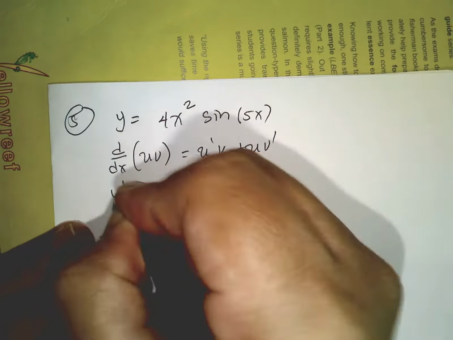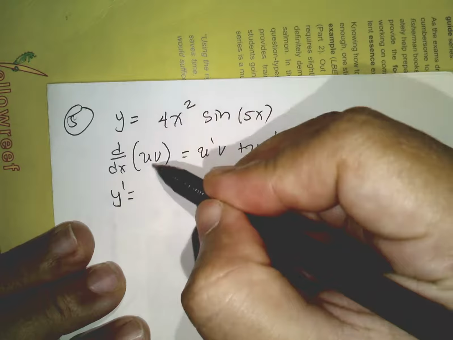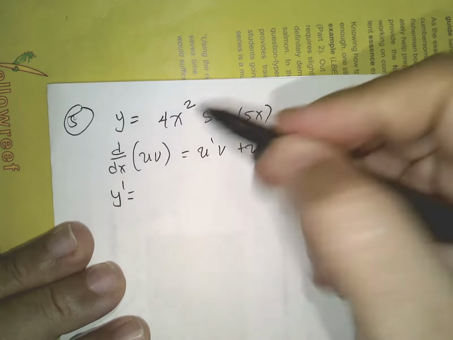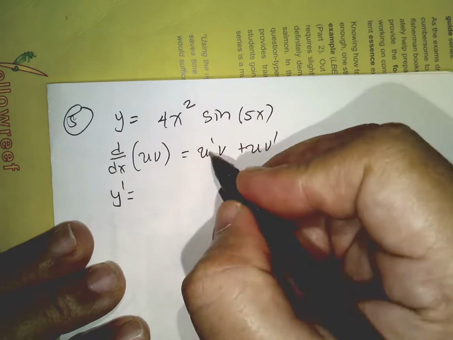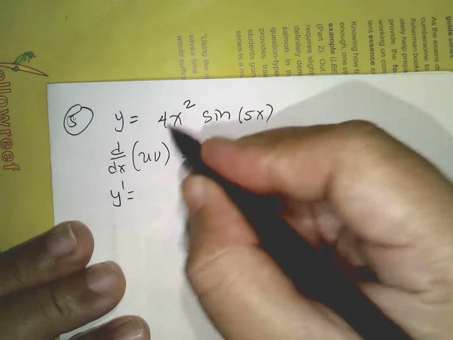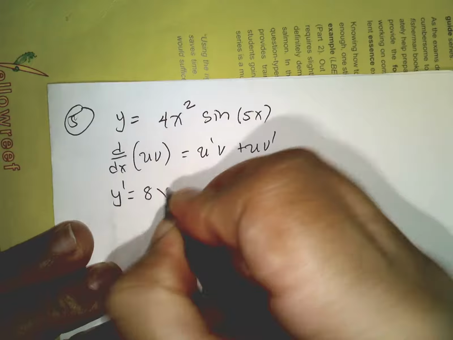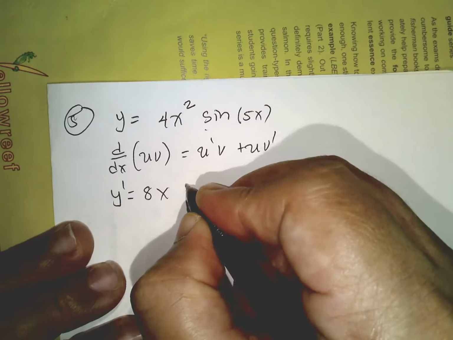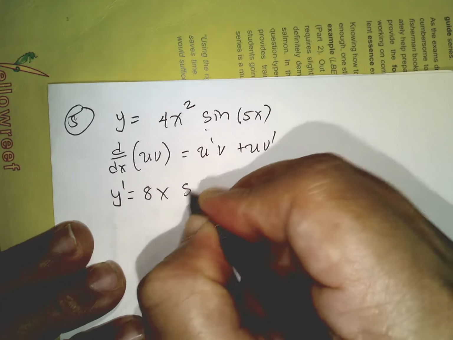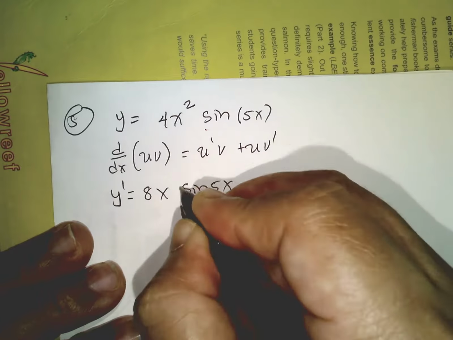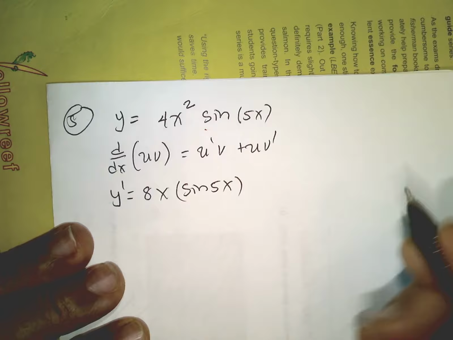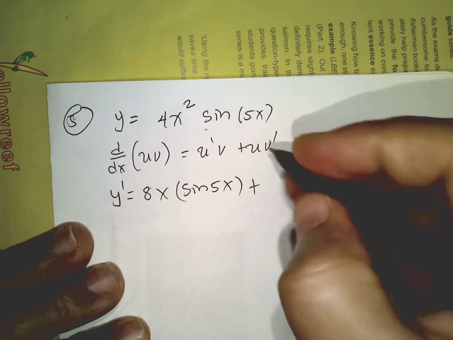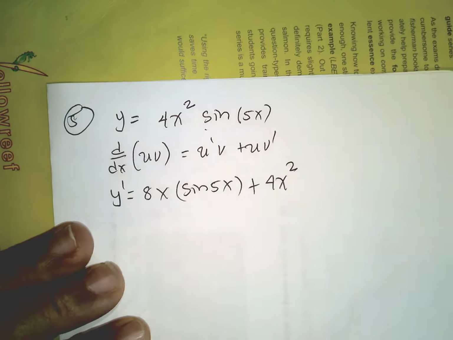So you have now your y prime is equal to, your u is 4x squared, your v is sine 5x. So the derivative of your u, your u prime, is 8x. Then you copy that sine 5x. I'll just put a bracket. So this is your u prime, that is your v.